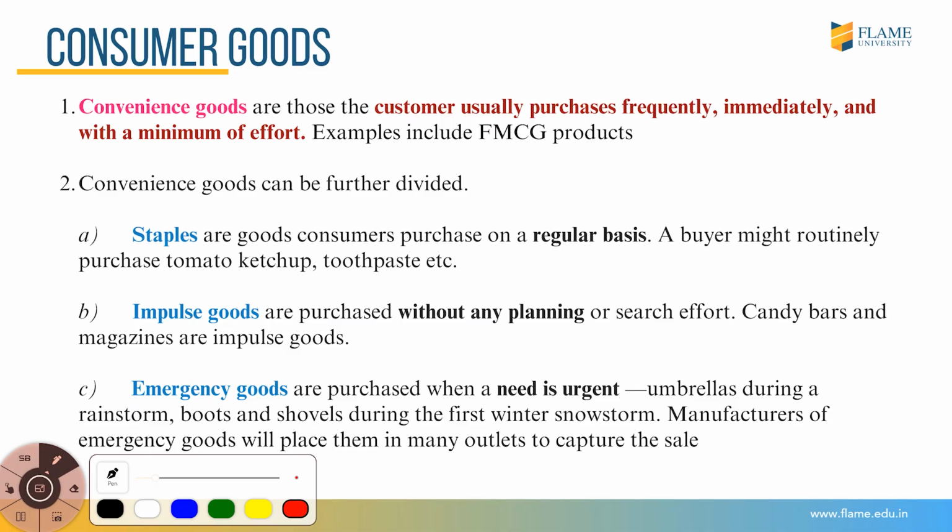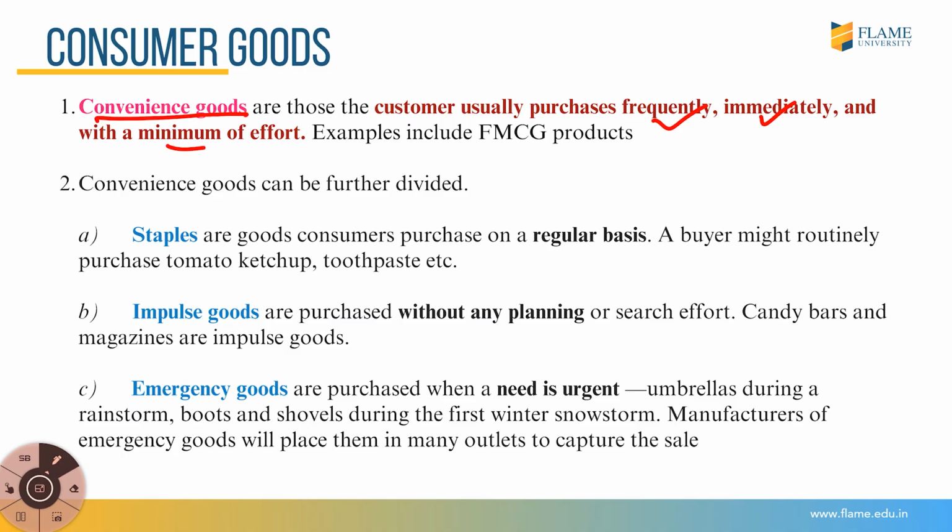One is called convenience goods. Convenience goods are basically those goods which you purchase frequently, immediately, and with minimal effort. Salt, toothpaste, toothbrush are classic examples of convenience goods. Convenience goods can be further divided into staples, impulse goods or emergency goods. When you talk about staples, you purchase them on a regular basis, like toothpaste, salt. Impulse goods are purchased without any planning.